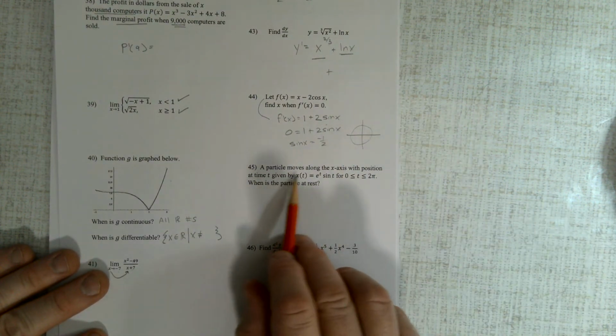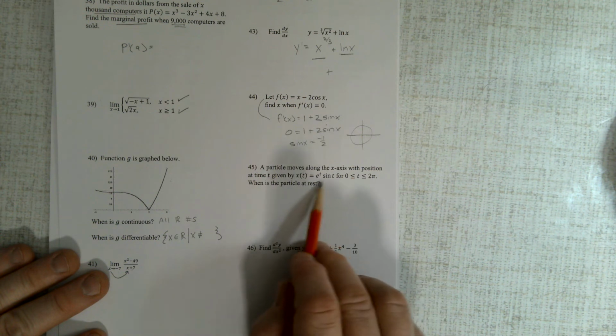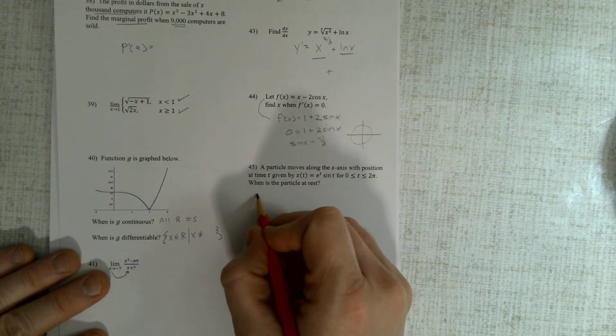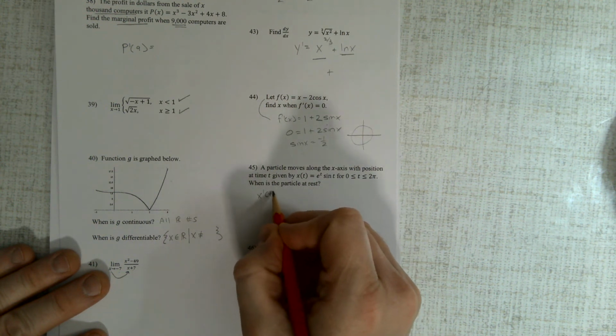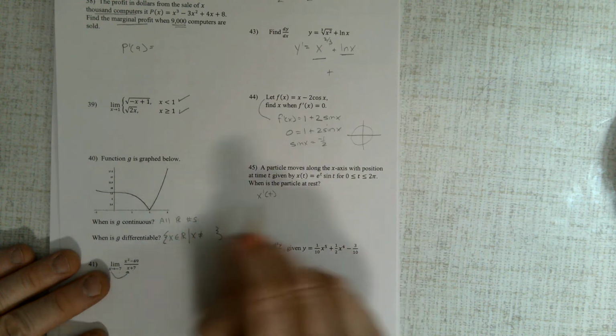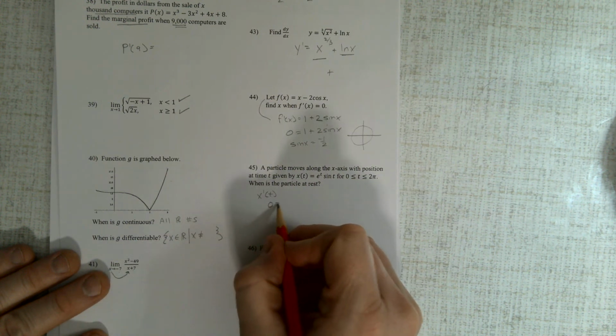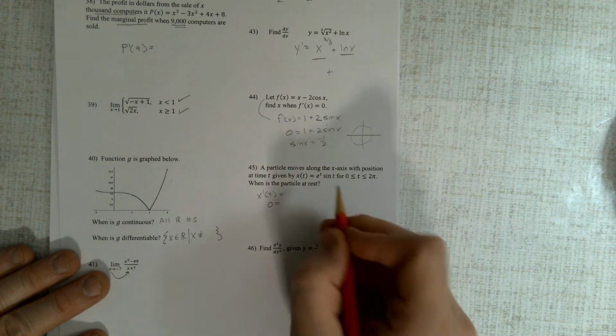A particle moves along this. When is the particle at rest? So find the derivative. When is the derivative equal to 0? Find it, set it equal to 0, solve it.